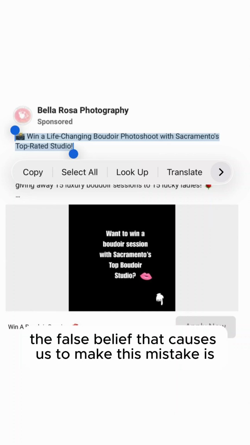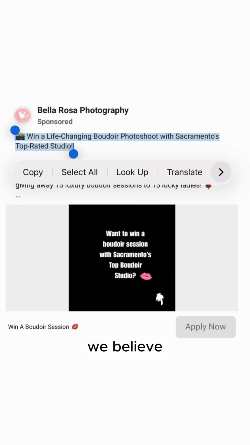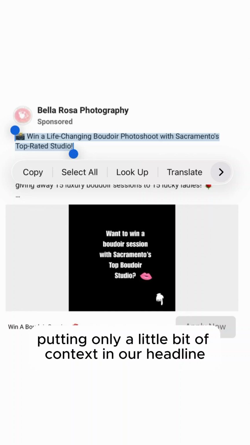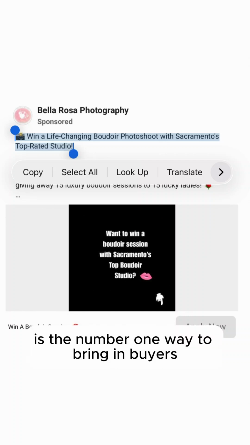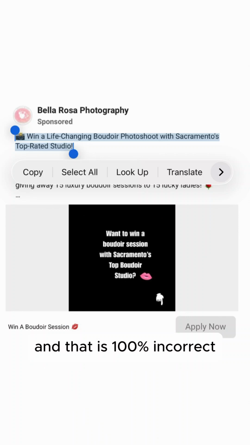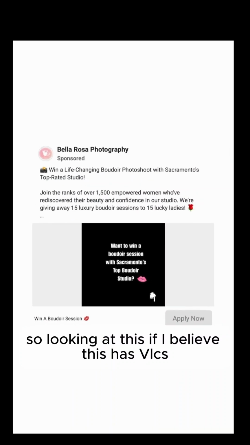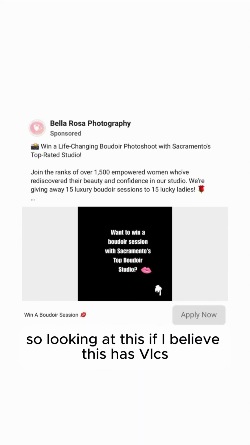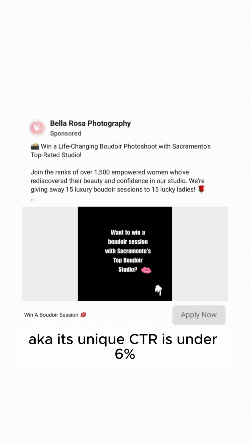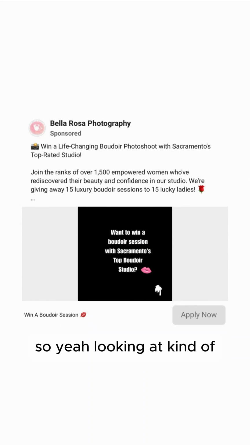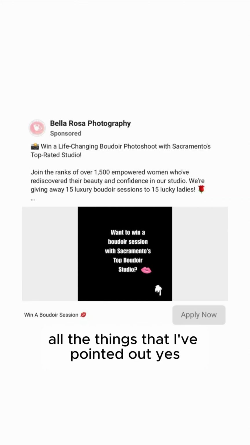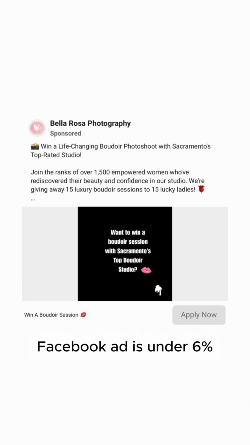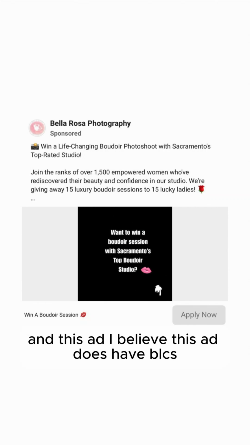Most common mistake that I see though. The false belief that caused us to make this mistake is we believe putting only a little bit of context in our headline is the number one way to bring in buyers. And that is 100% incorrect when dealing with Facebook ads. So looking at this, do I believe this has BLCS, aka its unique CTRL is under 6%? So yeah, looking at all the things that I've pointed out, yes, I do believe the unique CTRL of this boudoir Facebook ad is under 6%. And I believe this ad does have BLCS.